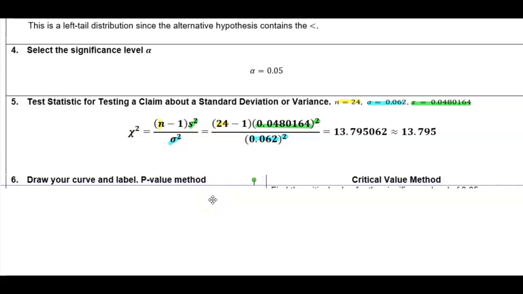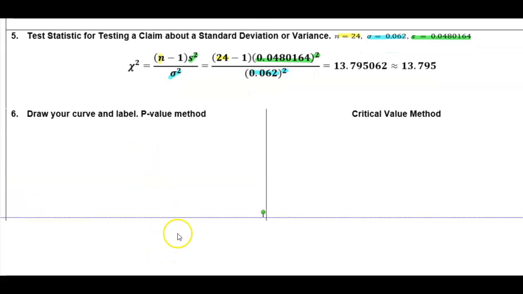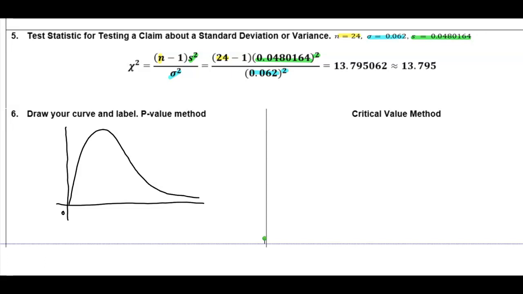Okay, so now what we're going to do is draw our curve and label, and then use the p-value method, and then we're going to use the critical value method. So let's first do the p-value method. The first thing we want to do is draw our curve. Now remember that this is a chi-square distribution. So when we draw the chi-square distribution, we see that we're going to have a 0 here, and it's going to look like a skewed right distribution.